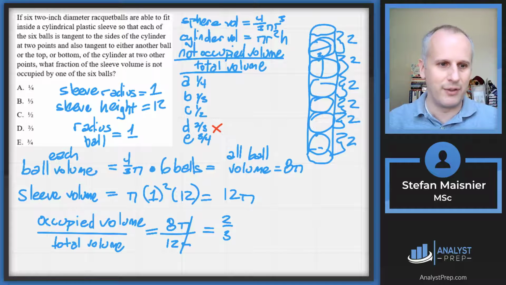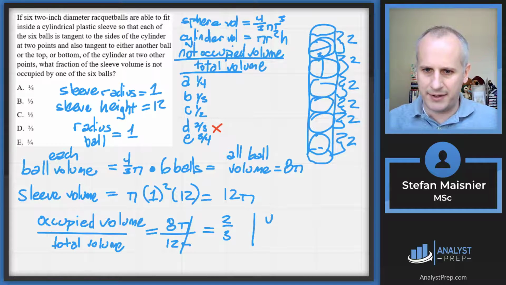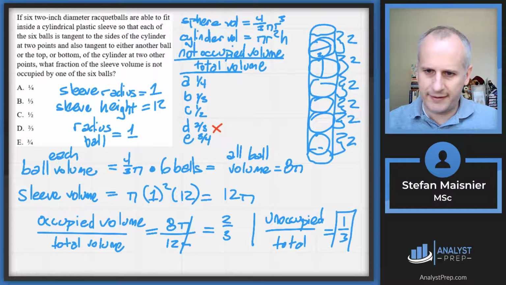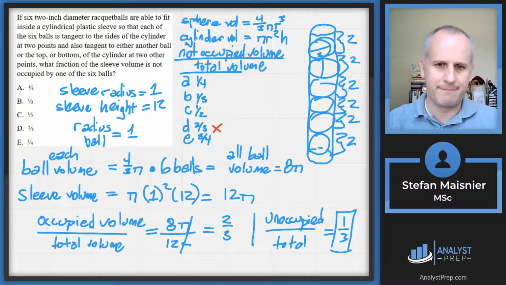But then we know that if that's my occupied volume, the unoccupied volume out of the total is going to be equal to 1/3. And there's our answer, choice B.